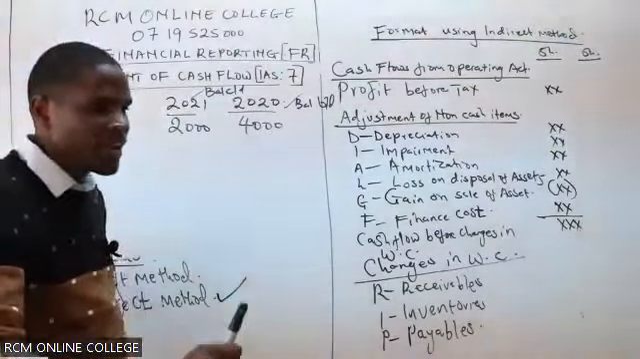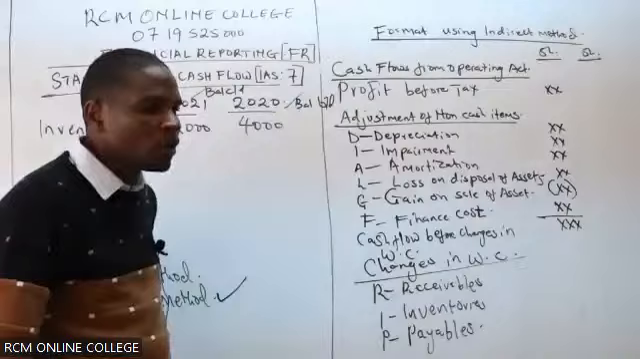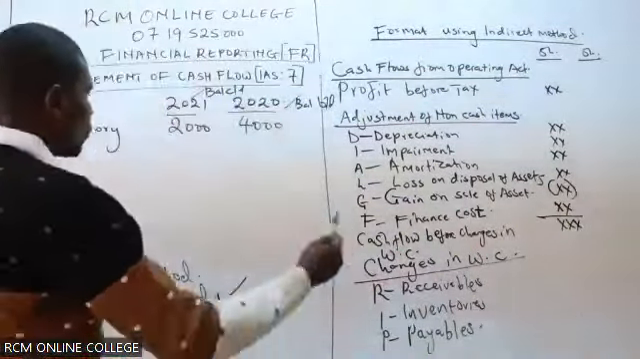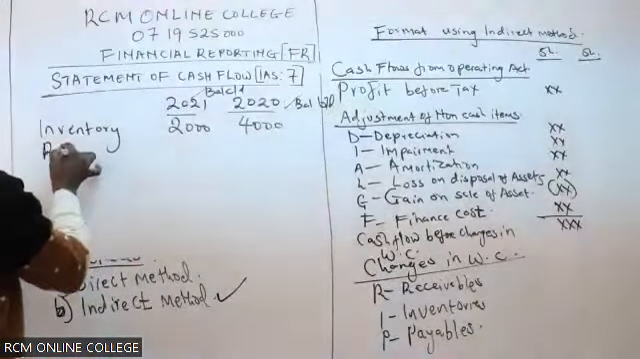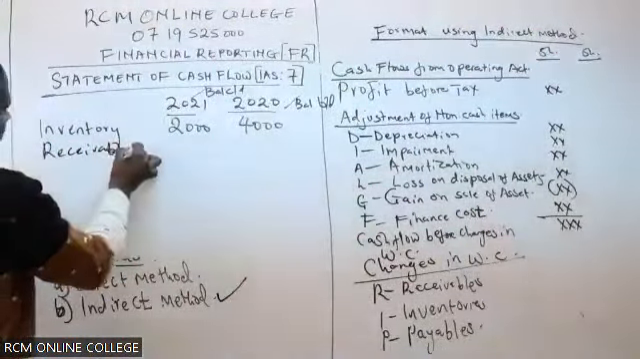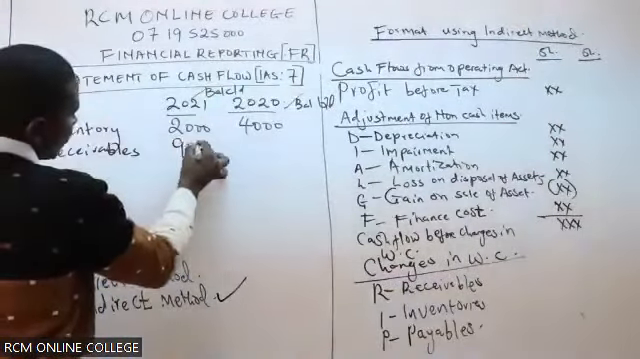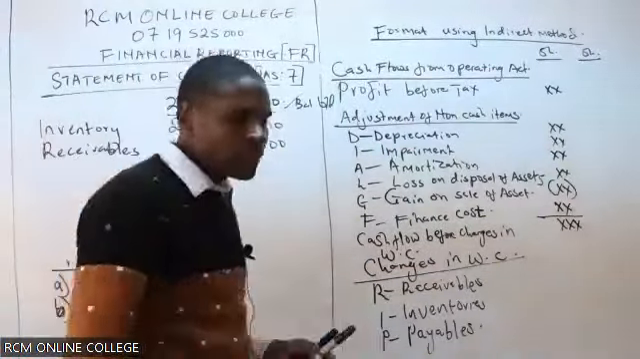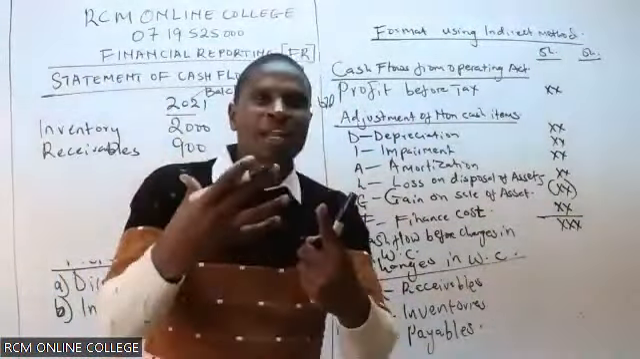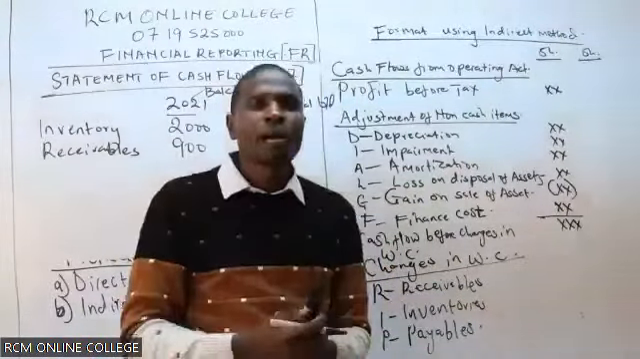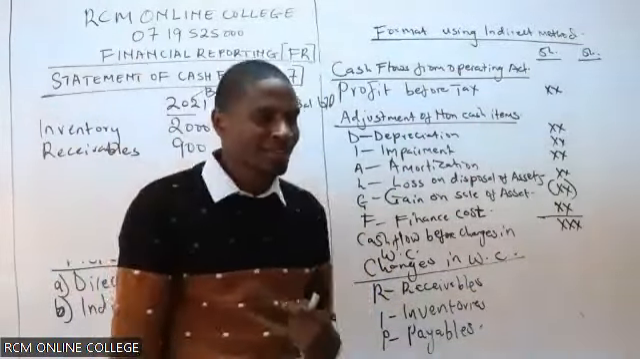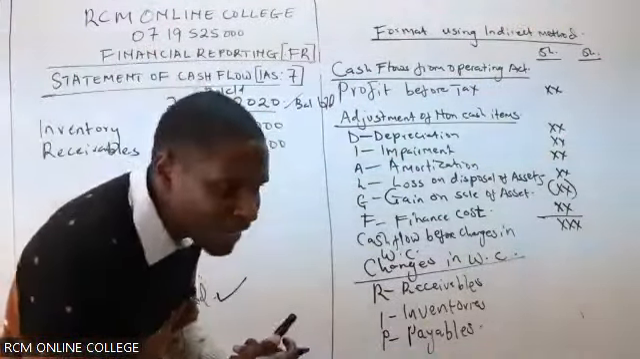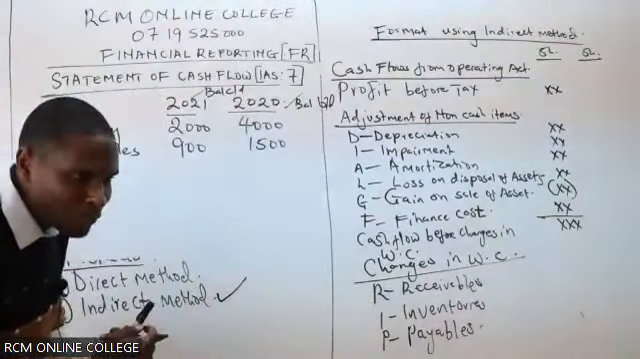Nehemia, our good friend, tells us that these people sold some inventory. We go to the other one. We have receivables. Receivable here was 900, and here it is 1500. What happened to the receivable? Those who owed us, did they pay us or did we lend to many others? That is what you ask yourself. Did they pay us or did we add? They paid us.